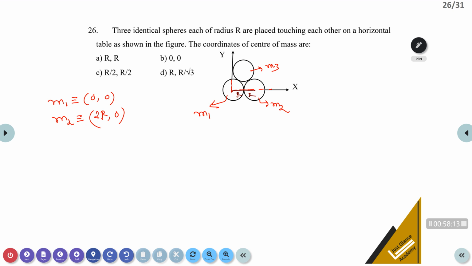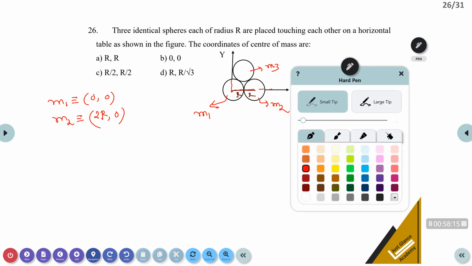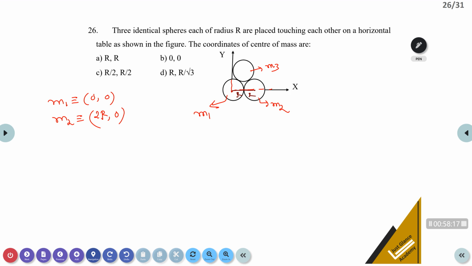What about this M3? Here, now I will draw like this. You need this coordinate. For M3, coordinates are from here to here. X coordinate is R. What about the Y coordinate? It is like this.